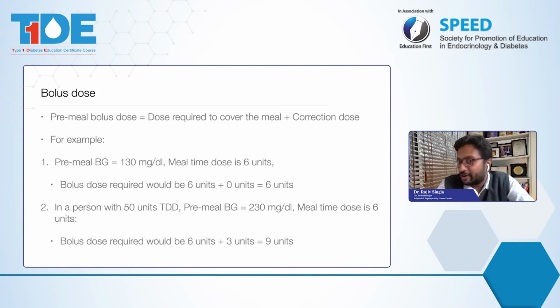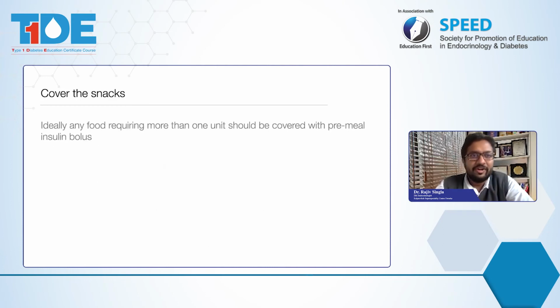So what I need to do is use my correction dose, which we calculated. If my total dose is 50 units, then my correction factor is, say, 30. For every 30 mg per deciliter of glucose to come down, I need 1 unit of insulin. So I need 3 units of insulin extra. So if my pre-meal blood glucose was 230, then I would need a total of 9 units, 6 for the meal and 3 as a correction dose. So that's how you calculate your dose for each meal.